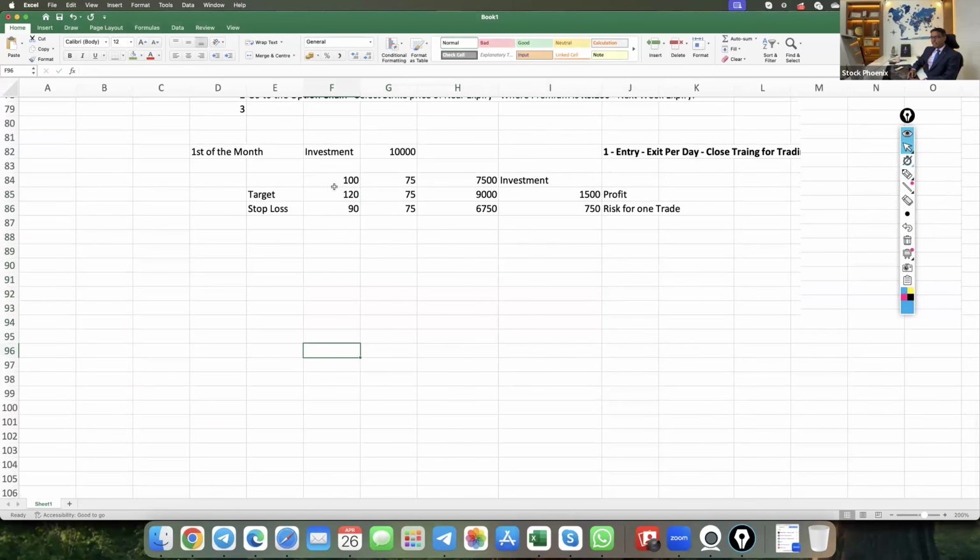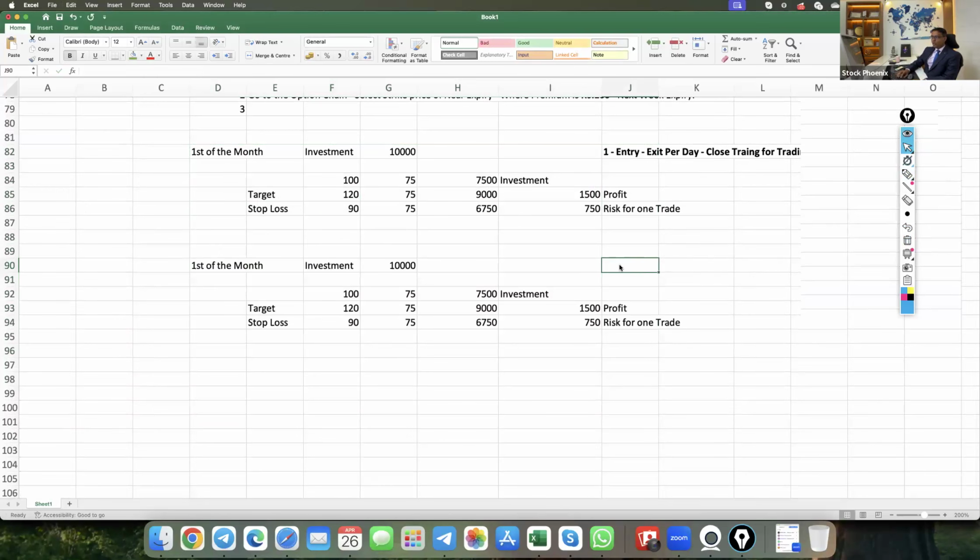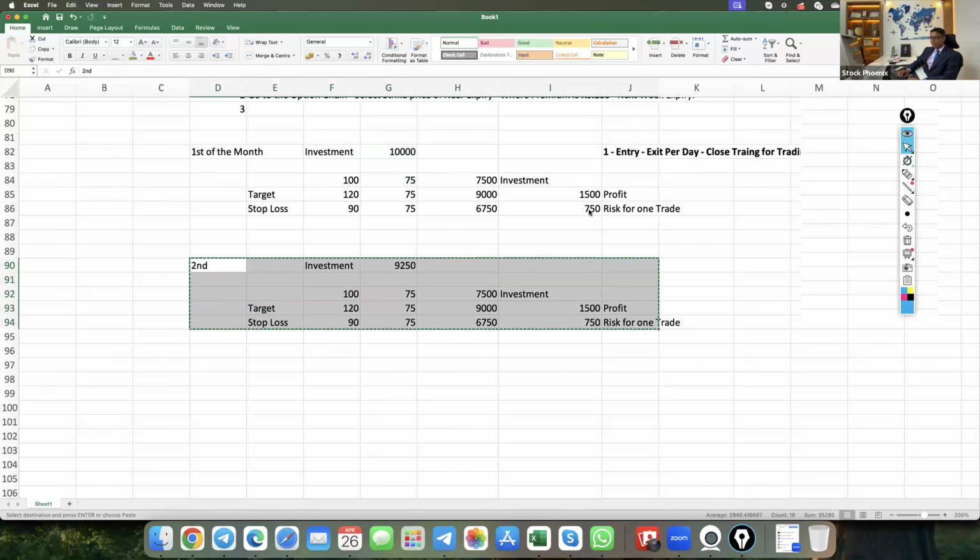So considering a bad scenario, first day of the month, okay? First day of the month, you end up losing 750. That is, the first day of the month is a loss making day. Stop loss got hit. Now, second day of the month, your capital will be roughly 10,000 minus 750. It is 9,250. That would be your opening capital.